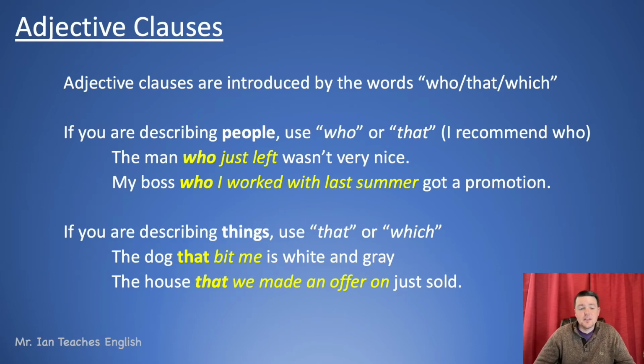And describing things, the dog that bit me is white and gray. That bit me describes dog. Which dog? There are a lot of dogs. The dog that bit me. We use that with this one. Now, you will find that some people might use who with a dog, maybe like a family pet, but that's really more inside of a family. For a dog, when you're walking on the street that comes up and bites you, probably isn't in your family, and you probably don't care about talking about them like a person. And the last one here, the house that we made an offer on just sold. House is definitely not a person. It is a thing, so we use that to introduce it.